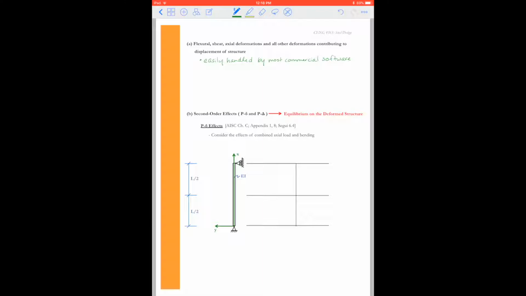All right, so all of these softwares have the capability of accounting for all of the deformations in the system. A couple of things to point out is you probably want to make sure that your software applies all the loads simultaneously.